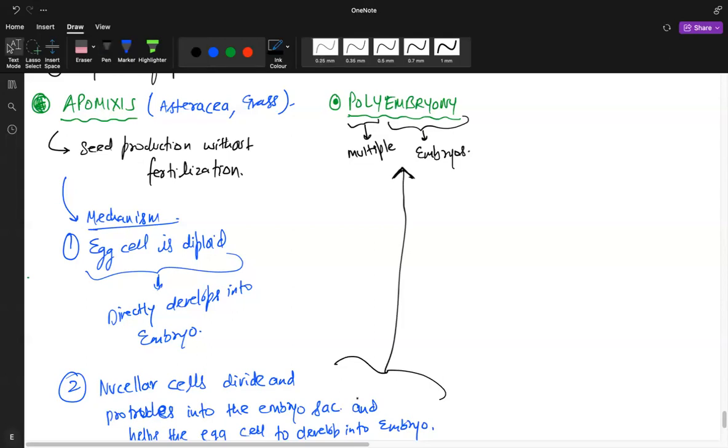Make sense? You can write down: the occurrence or presence of more than one embryo in a single seed is called polyembryony. And now you understand how this happens. The mechanism is that nucellar cells divide abruptly, mitotically, protrude into the embryo sac, and develop as an embryo. In this case, there can be multiple embryos in the same embryo sac, which means in the same ovule. And that condition is called polyembryonic.